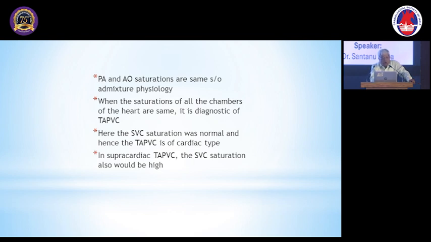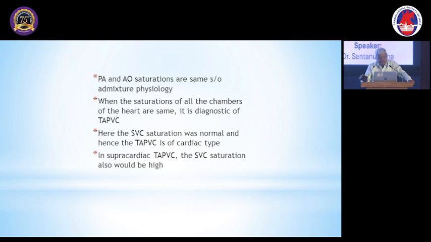So it's a TOF physiology with either a PDA or a BT shunt if there is a history of a BT shunt. This exact same thing is mentioned here. So the ultimate diagnosis is Fallot with a PDA because there was no history of a BT shunt.